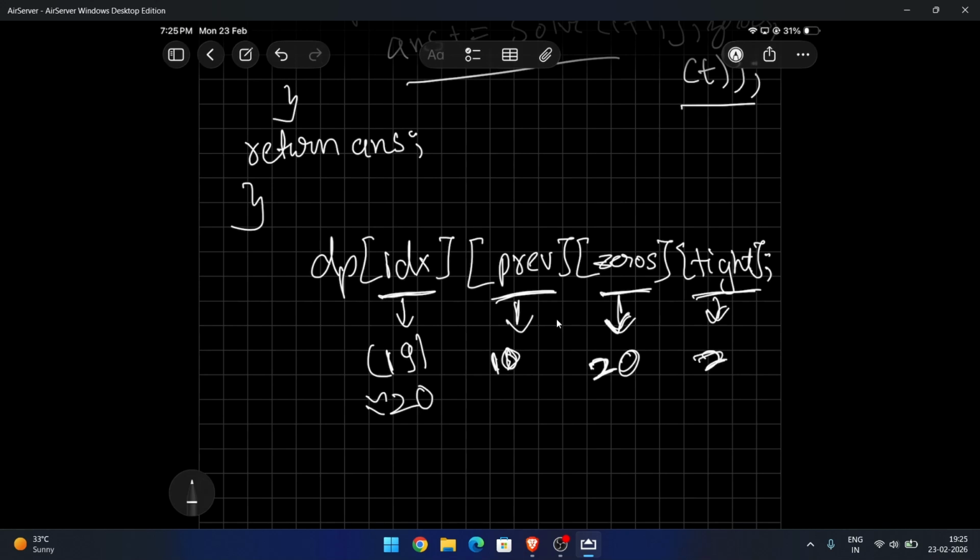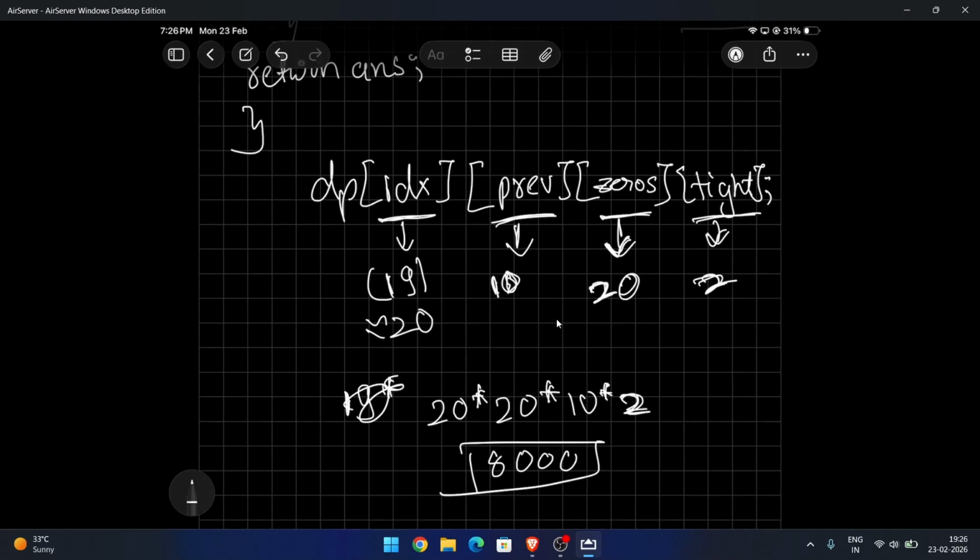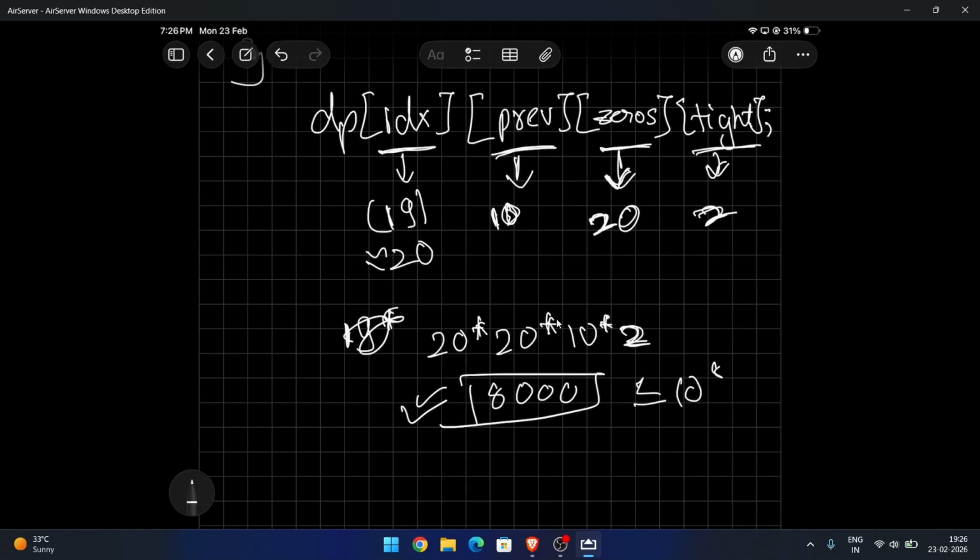So it is 2. So our total time complexity would be 20 into 20 into 10 into 2. Okay, so that would be 8000. It would be around 8,000. Okay, so this is far less than 10 to the power 8. So our test cases will pass. Okay, so now let's code it.